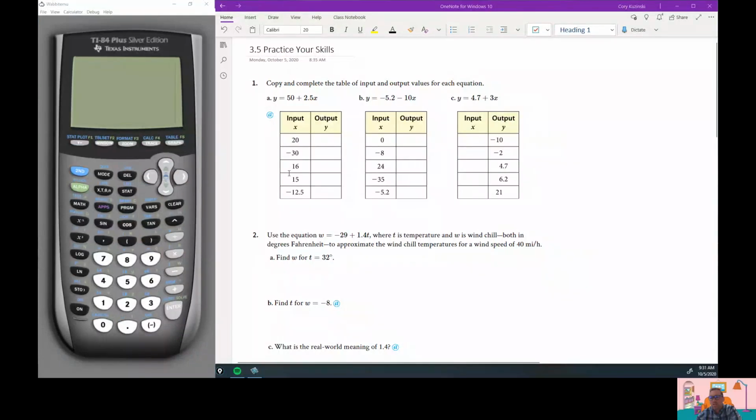Let's get going on 3.5, practice your skills exercises. Okay, we're going to copy and complete the table of input and output values for each equation. We'll do this a few different ways. Obviously, this can be done by hand.